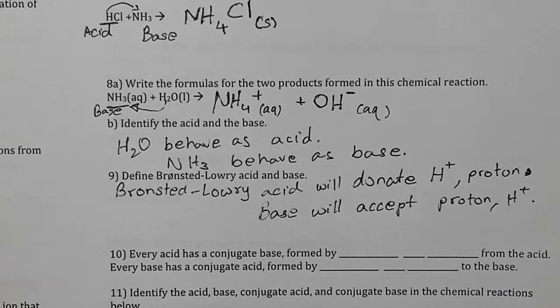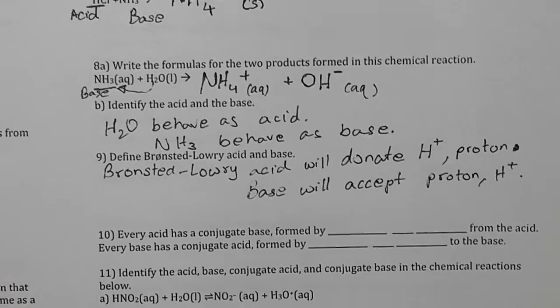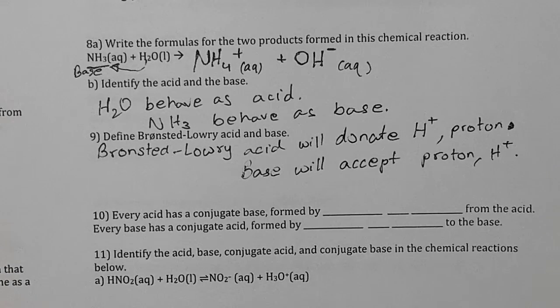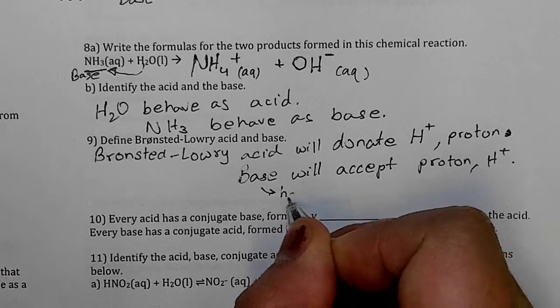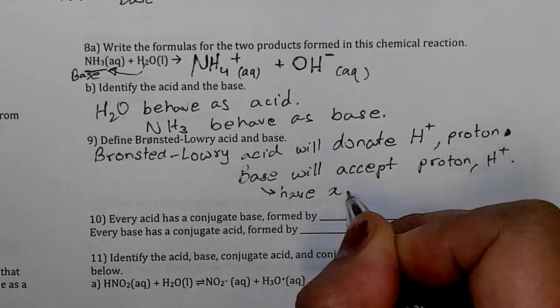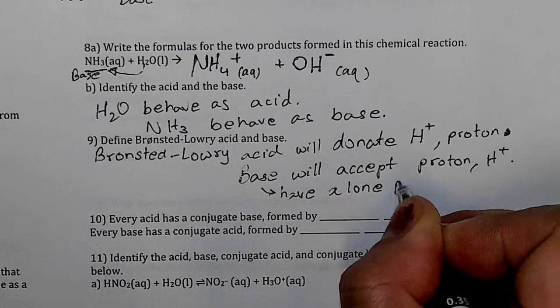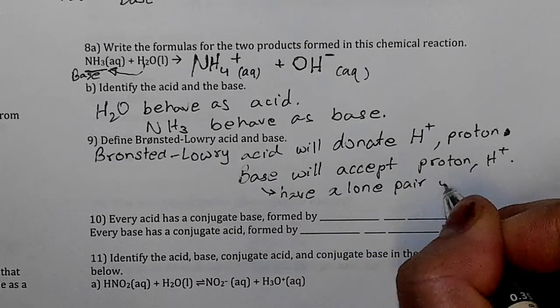Besides that, you also need to know something peculiar about a Bronsted-Lowry base. A Bronsted-Lowry base has a lone pair of electrons. That's why accepting the proton is easy, because it has extra electrons. Why would it take a plus otherwise? So a base also has a lone pair, at least one lone pair of electrons.